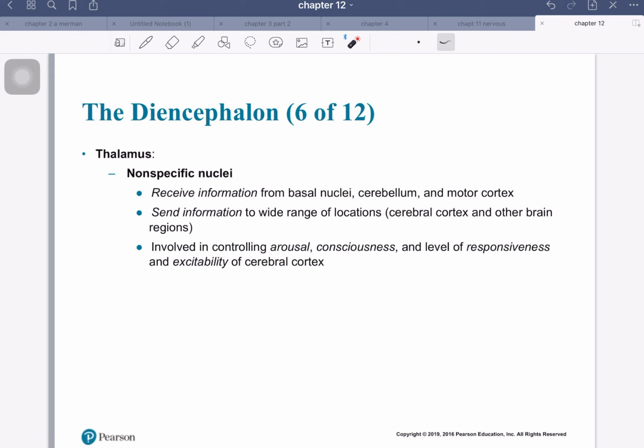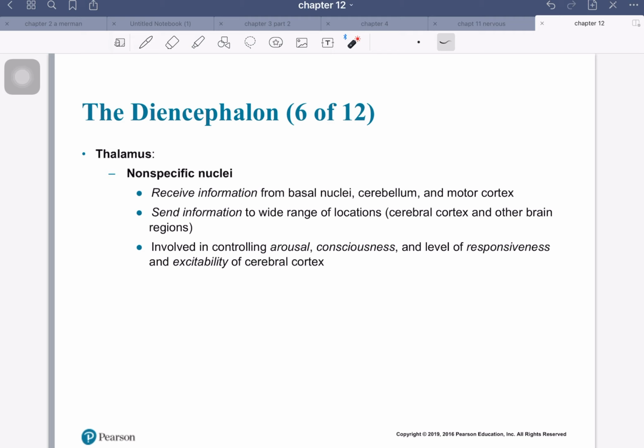There's also non-specific nuclei, and these receive information from the basal nuclei, the cerebellum, and the motor cortex. And as you go through this chapter, you'll realize that all three of these do have their hand in motor activity and motion. We have talked a bit about the basal nuclei, but it'll come up again throughout the course. And the cerebellum has a role, of course, in planning motion and making motion happen in the right timing, etc.